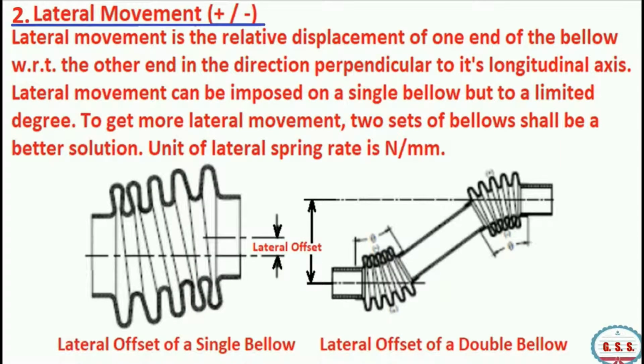Lateral movement. Lateral movement is the relative displacement of one end of the bellow to the other end in the direction perpendicular to its longitudinal axis. Lateral movement can be imposed on a single bellow but to a limited degree. To get more lateral movement, two sets of bellows shall be a better solution. The unit of lateral spring rate is Newton per millimeter.